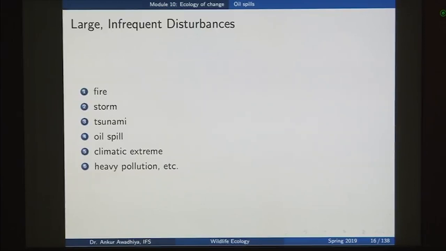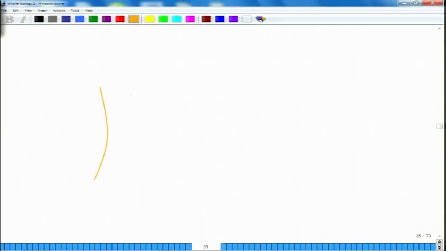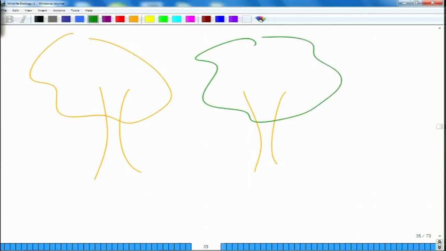And when we talk about a community that is a disturbed community, that is not a novel community, it could be a community that is either diseased, with a heavy load of pathogens or parasites, or it is weed infested. A good example would be a forest that has a lot of cover of lantana. Because you have so many lantana around, in a normal forest you would have these trees, and these trees would be giving out seeds.